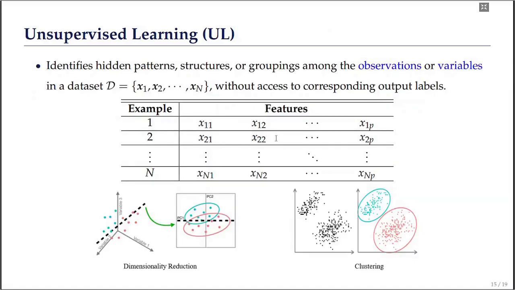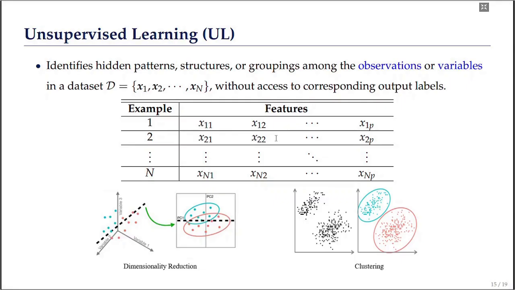And the other is unsupervised learning. Now, in unsupervised learning, there is no specific outcome variable to be considered. Here, the objective is to identify hidden patterns, structures, or groupings among the observations or the variables in a particular dataset D. When you say data, we have two components: observations along the rows, and variables along the columns. So the grouping could be among the observations, or among the variables.